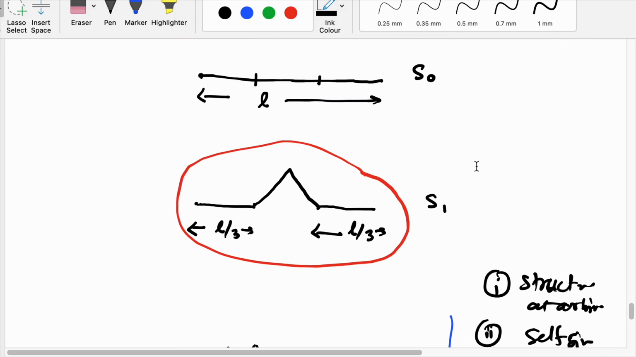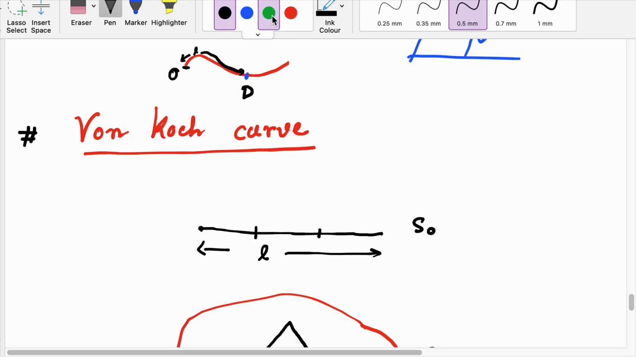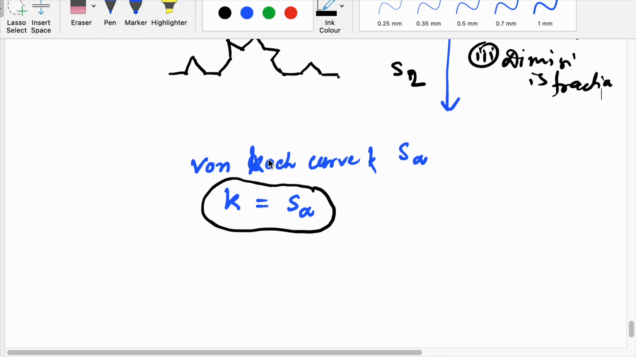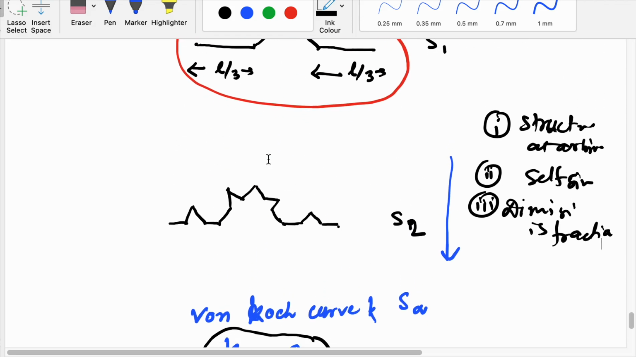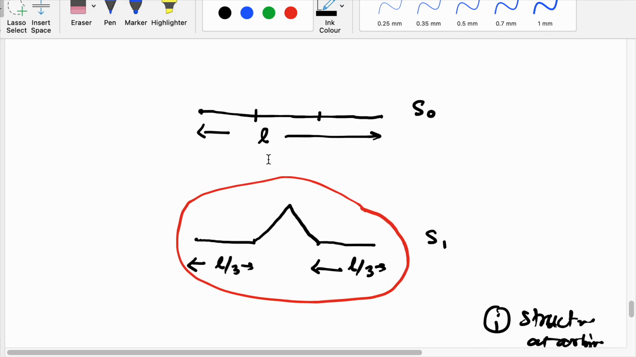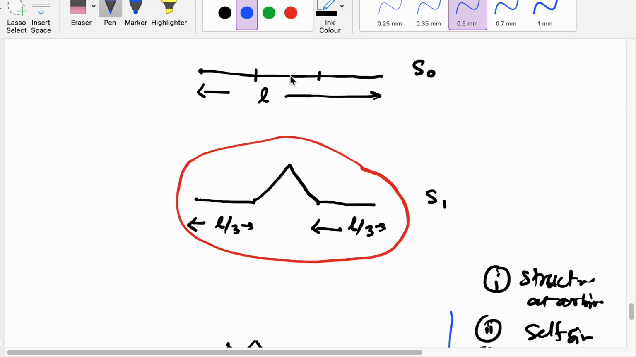Now what is the problem? Why we are defining this is because we want to see a paradox that is related to the von Koch curve if I use the dimension. So what is our definition of the dimension? Suppose I want to know some point which is here, so what we will do is see the distance between, suppose, this point and this.